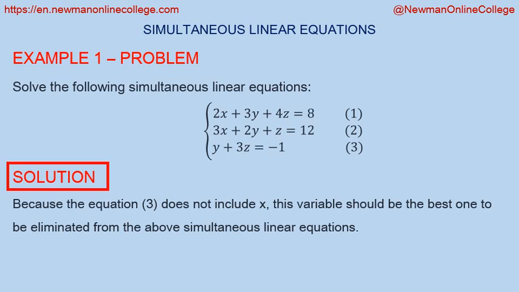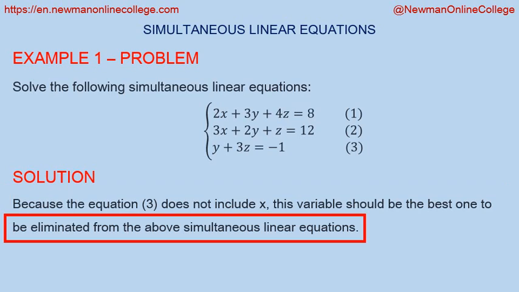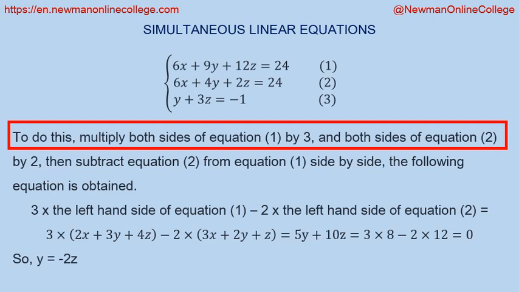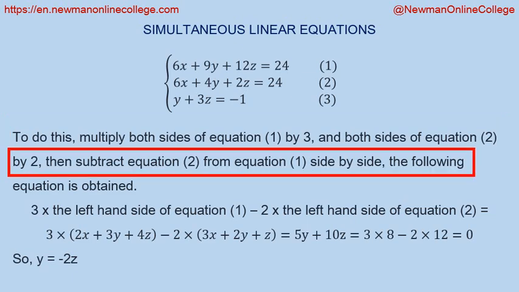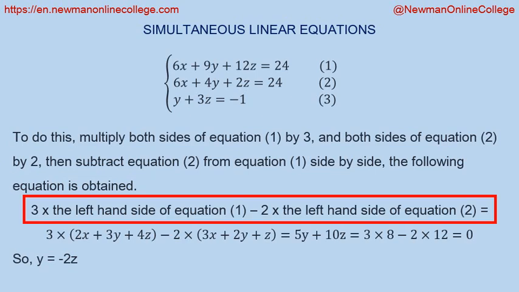Solution. Because equation 3 does not include x, this variable should be the best one to be eliminated from the above simultaneous linear equations. To do this, multiply both sides of equation 1 by 3, and both sides of equation 2 by 2, then subtract equation 2 from equation 1 side by side. The following equation is obtained.